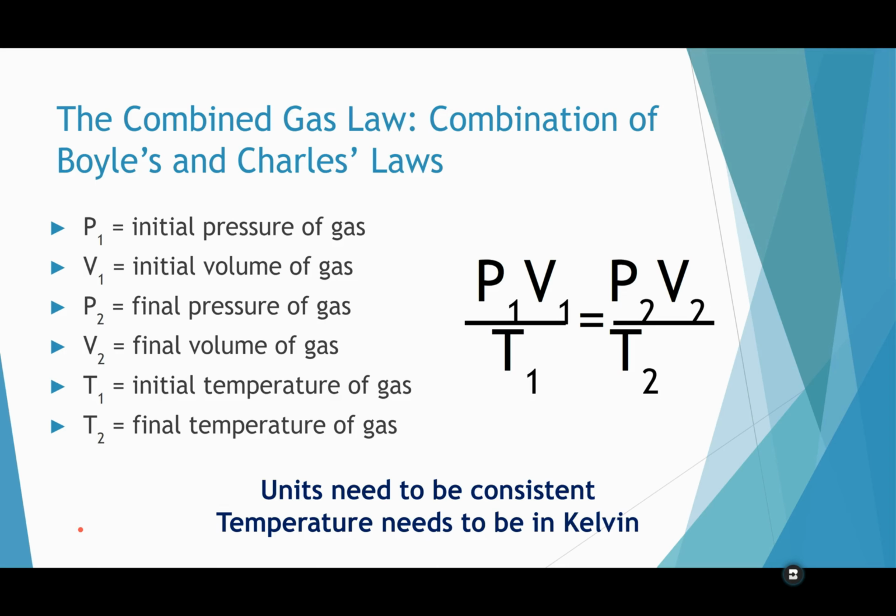Everything with the ones, so P1, V1, and T1, those are considered the initial pressure, volume, and temperature. P2, V2, T2, those are the final pressure, volume, and temperature. The units need to be consistent, and your temperatures need to be in Kelvin.